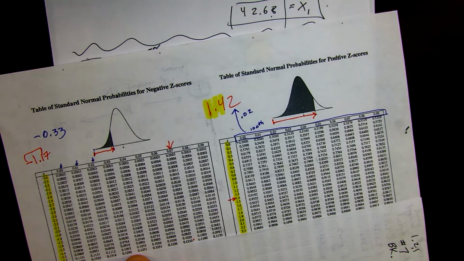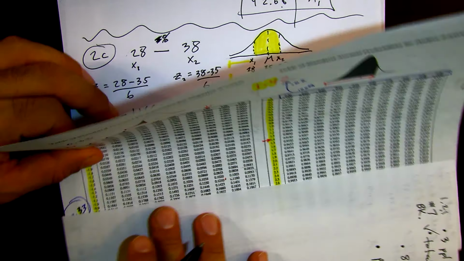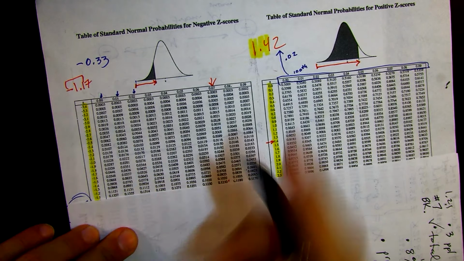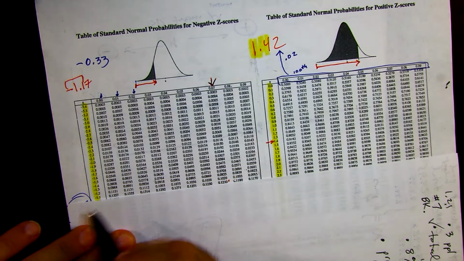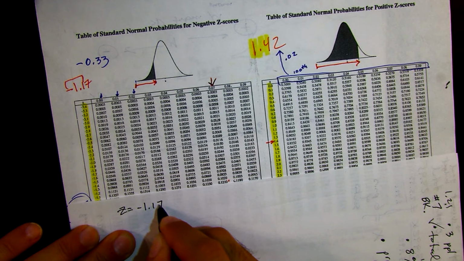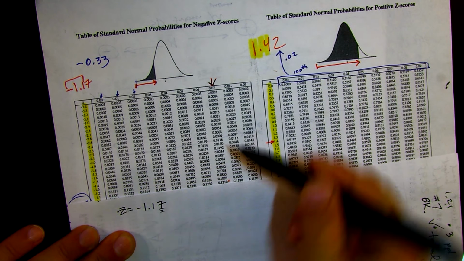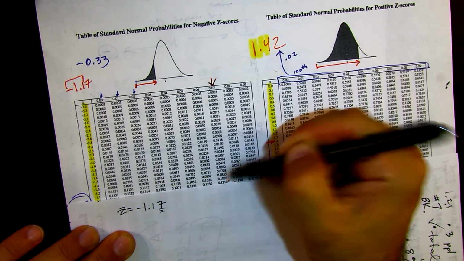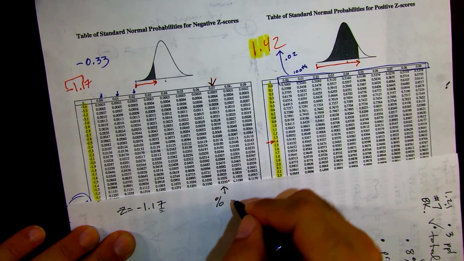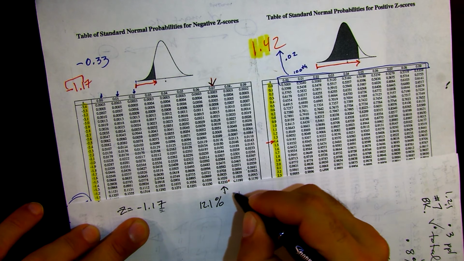I look at 1.1, and now I need to go over to 1.17. So get your line up to 1.1, that's the tenth digit, and then I go over to 7 hundredths. If I have a z-score of negative 1.17, first I find the negative 1.1. Now I've got to get that 7 hundredths in there. So I go down, and it's already marked in red. We have the percentile for this. It's going to be 12.1%.